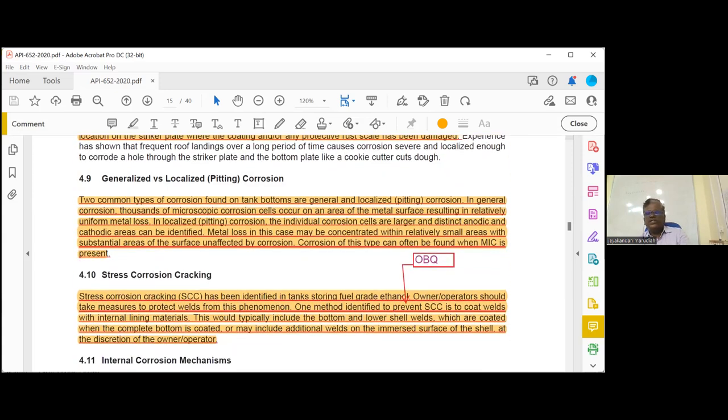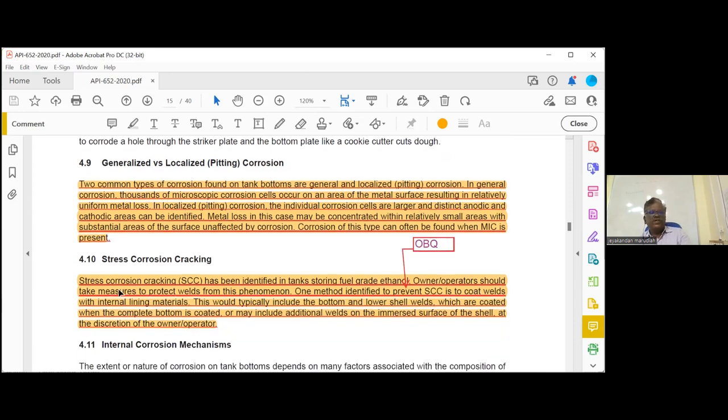Then stress corrosion cracking. Highlight this one, 4: stress corrosion cracking has been identified in tanks storing fuel grade ethanol. Owner operators should take measures to protect welds from this phenomenon. One method identified to prevent SCC is to coat welds with internal lining materials. That line is important. How to prevent stress corrosion cracking? We can quote this one: there should be no contact between the corrosive product and the stressed area. This would typically include bottom and lower shell welds, which are coated when the complete bottom is coated.